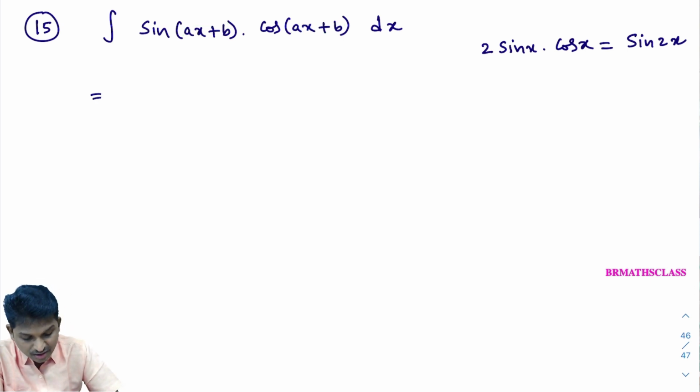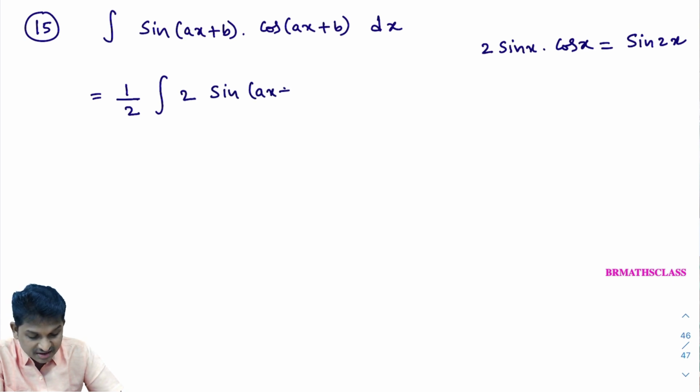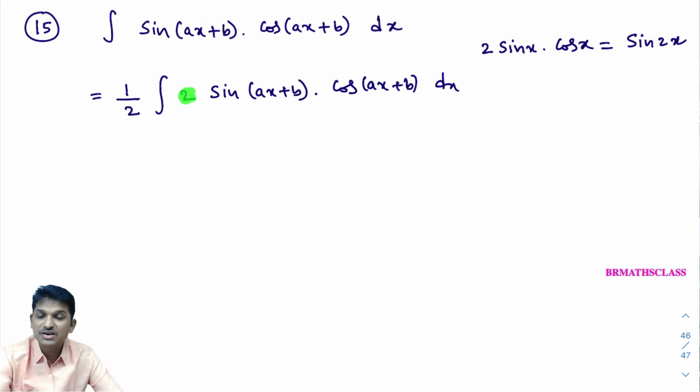What I'll do, I'll multiply numerator and denominator with 2 like this. 2 into sin of ax plus b into cos of ax plus b dx. So here this 2 is just a constant. Now we can take the constant outside. When I take this constant outside, 2 into 1 by 2 is 1 only. Again you will get the same step as above.